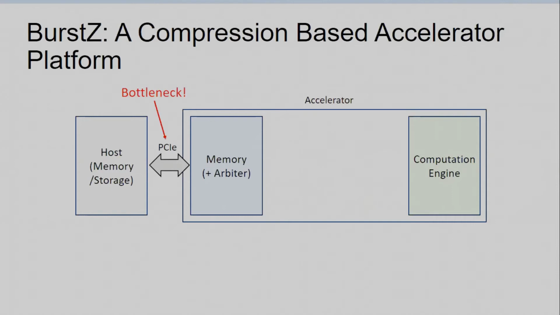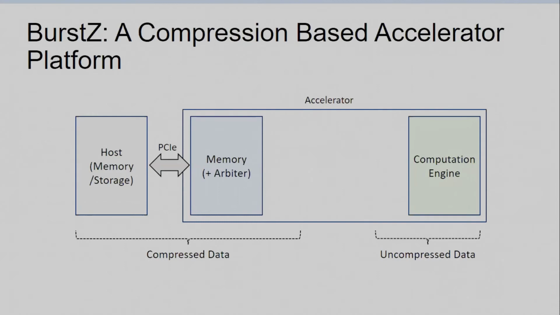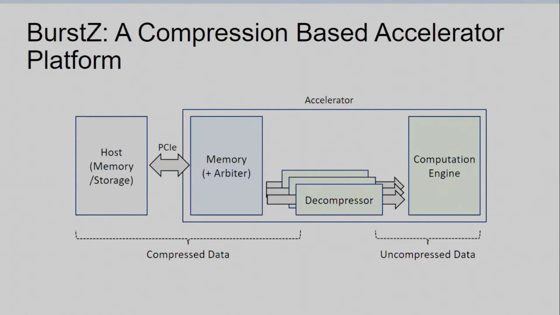As we discussed before, the PCIe is the bottleneck. So we can first compress the input data and store them on the host side. Then we can transfer the compressed data over PCIe into the onboard memory of the accelerator. But the computation engine still needs the uncompressed data, so we can deploy multiple decompressors between them. These decompressors are responsible for decompressing the compressed data on the fly and feeding them into the computation engine.